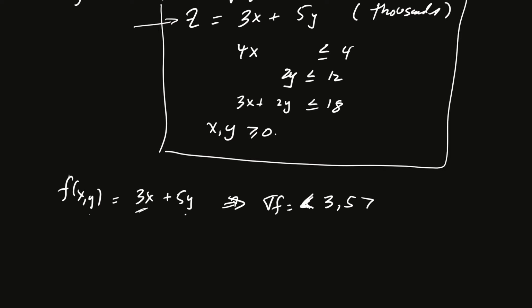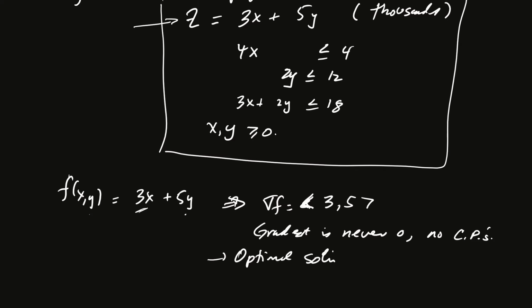It's never 0. And so the gradient is never 0, and we have no critical points. Therefore we only have one other option. Thus, the optimal solution lies on the boundary of our domain.